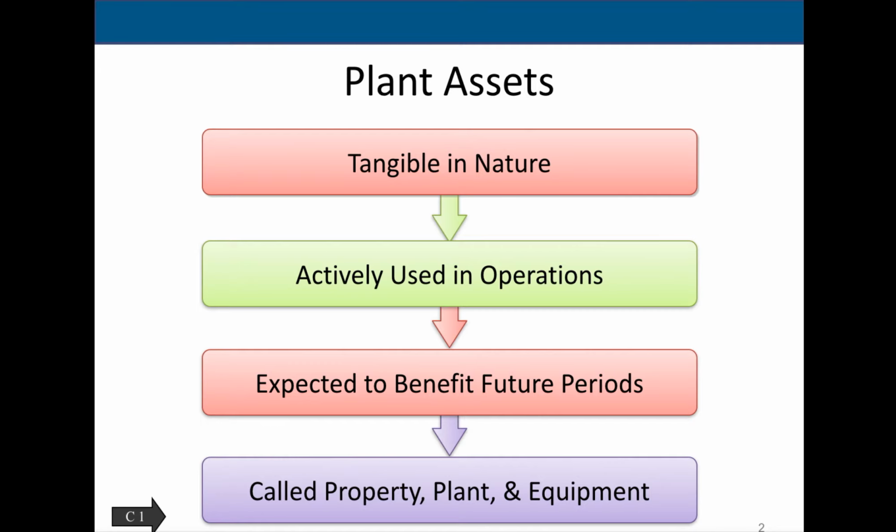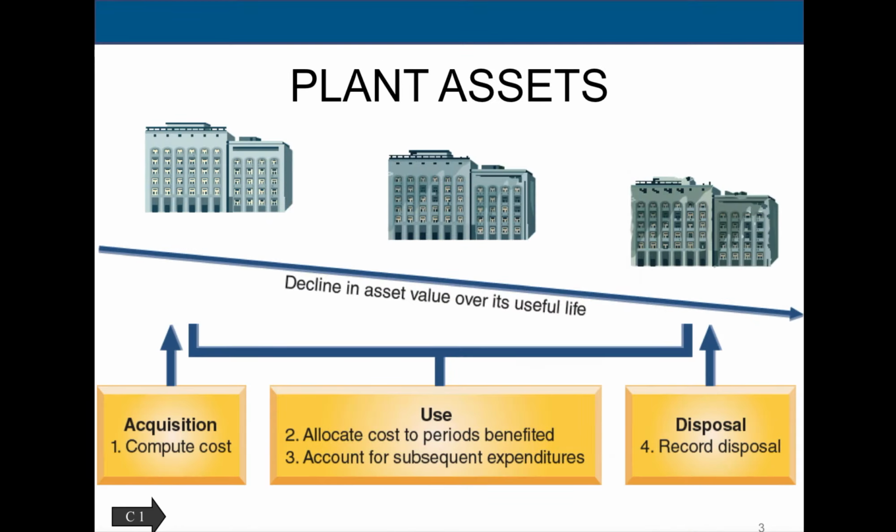Why do we care what goes into the category of a plant asset? Well, for one thing, we distinguish between current and long-term assets, so that's one important reason. The other thing is only those types of assets that go into this category are the ones that we depreciate. So we're mainly talking about this so we can get into a discussion on depreciation.